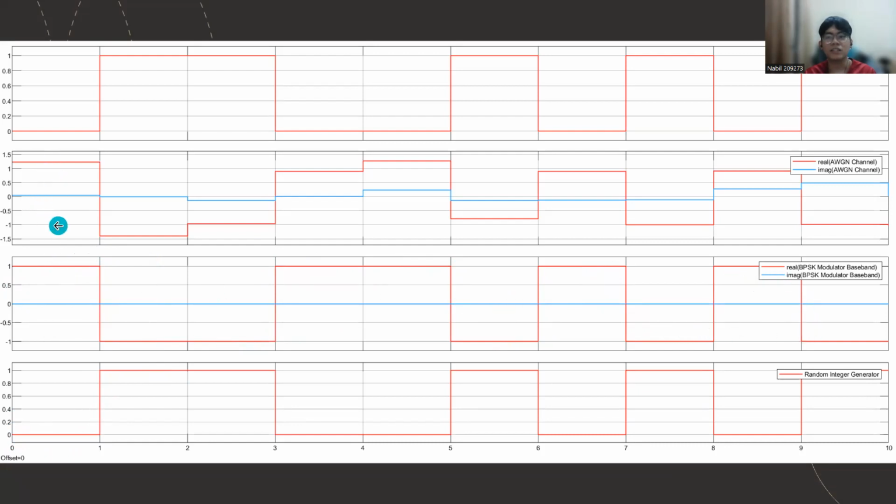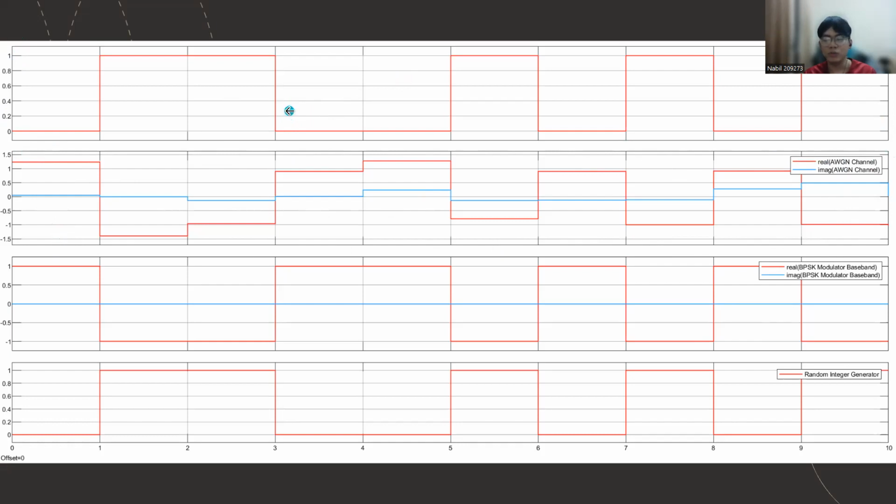As for the second graph, this is the AWGN channel. It stands for additive white Gaussian noise. I will explain this deeper later on. And for the uppermost graph, this represents the demodulator part of the BPSK circuit.